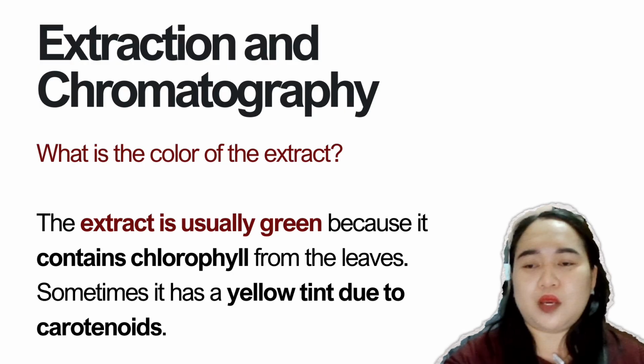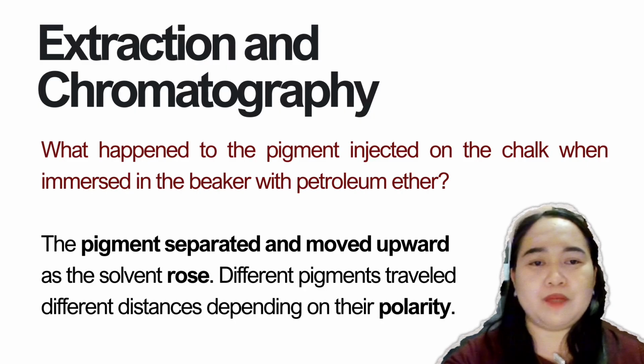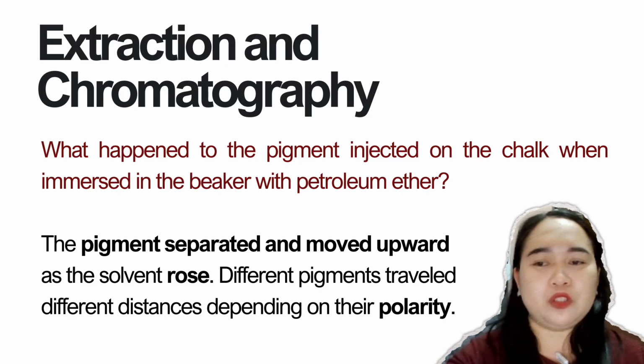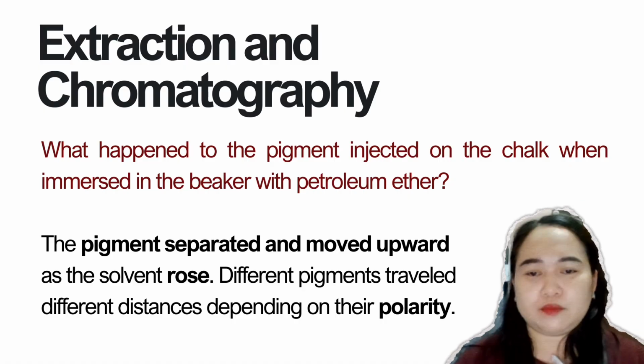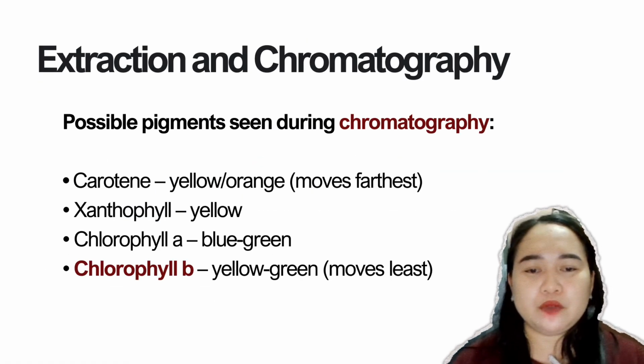What happened to the pigment injected on a chalk when immersed in the beaker with petroleum ether? When placed in petroleum ether, the pigments move upward with the solvent. They separate because each pigment has a different polarity. The pigments seen were carotenes, xanthophyll, chlorophyll A, and chlorophyll B. They move different distances on a paper.